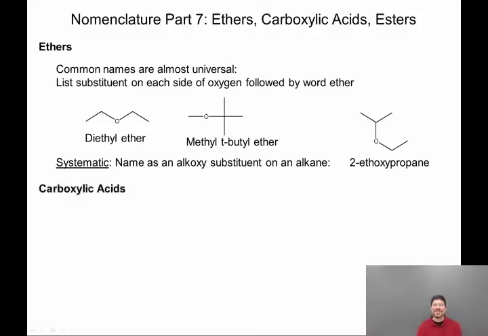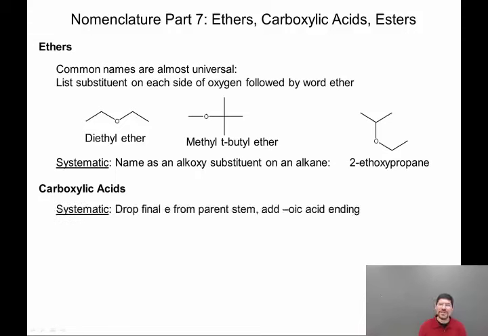Moving on to carboxylic acids. Carboxylic acids are actually a very frequently occurring functional group. We will start by talking about how to name them systematically. Then I'm going to tell you people don't use the systematic names that much. The way you would name it systematically is that you drop the final E from the parent stem, just like we did for alcohols, but then instead of adding an -ol ending, we add an -oic acid ending.